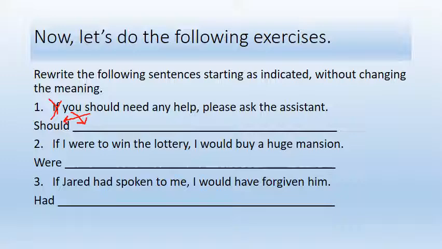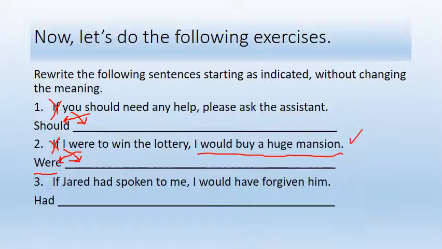If I were to win the lottery, I would buy a huge mansion. Where? Please start with where. What do? Cross out the if, invert the subject and the verb. The subject is I. Were I to win the lottery, this is correct. Were I to win the lottery, continue the same, I would buy a huge mansion.